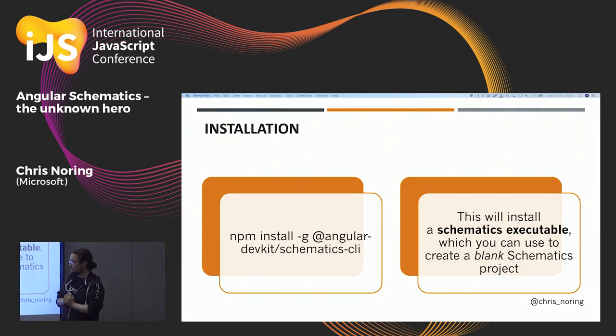To start working with schematics, we need to install an executable. To do that, we call this npm install command to get the schematic CLI. The CLI allows you to scaffold up a schematics project, so you're in business pretty much. Once we have this executable, we can use it to scaffold either a blank schematics project, which starts from the beginning, or there are also different helper templates that take you a bit further. It gives you more to start with.